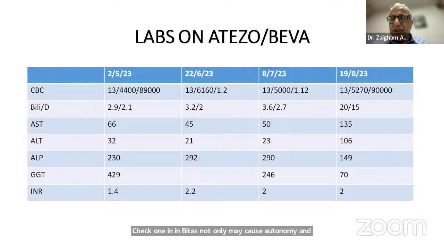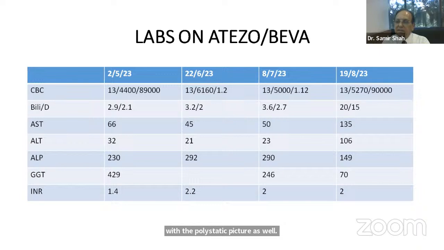Sure. So that was the question, whether the tolerance is better with Child A versus B7 onwards. Are we pushing the envelope too far and expecting results, and should we be more cautious when we are dealing with B7 onwards and expect more of such adverse events? That was the question.